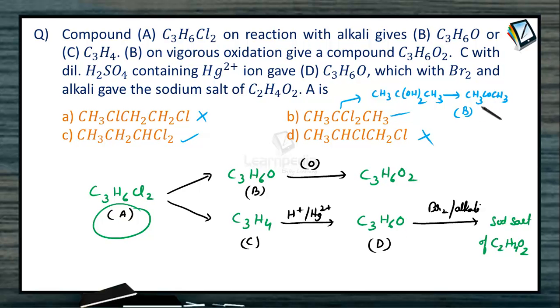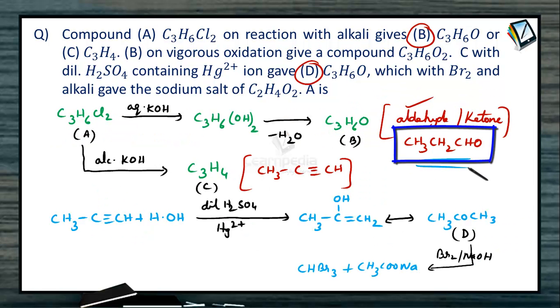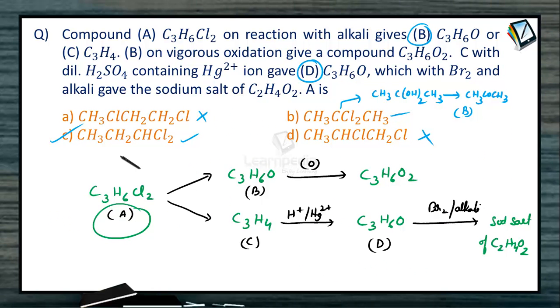So when both B as well as D are the same, definitely this cannot be our answer, because it's very clearly given that B is different from D. There is only one alternative, so that one is option C. When this is made to react with aqueous alkali, both the chlorines are replaced by OH group, and that intermediate compound is unstable, so it loses a water molecule, and finally we get this aldehyde. Is it clear now? Yes. So our answer is option C.